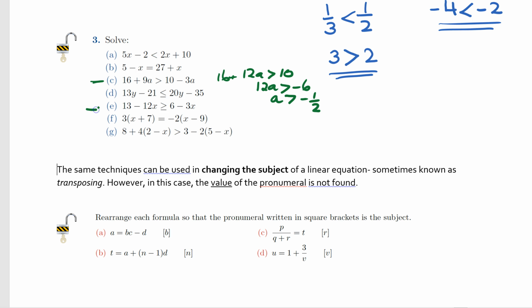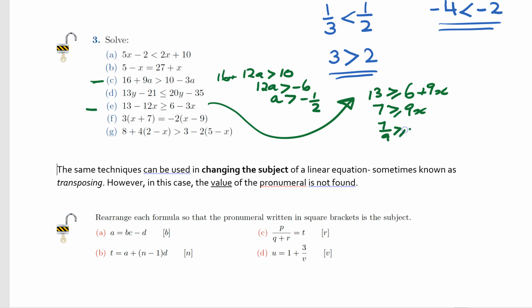Let's try E and see what happens. I'll just take this up here. So 13 minus 12x greater than or equal to 6 minus 3x. Let's take this negative 12x across and add it. So I've got 13 greater than or equal to 6 plus 9x. So take the 6 across and subtract it. 7 greater than or equal to 9x. Take the 9 over, so I've got 7/9 greater than or equal to x.